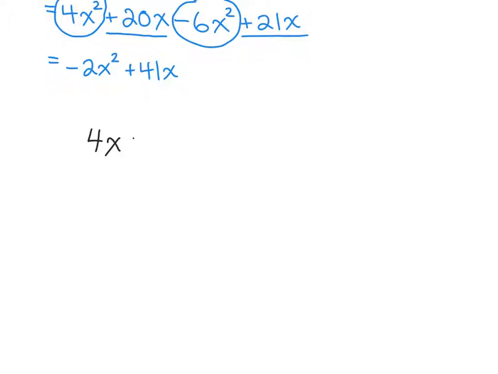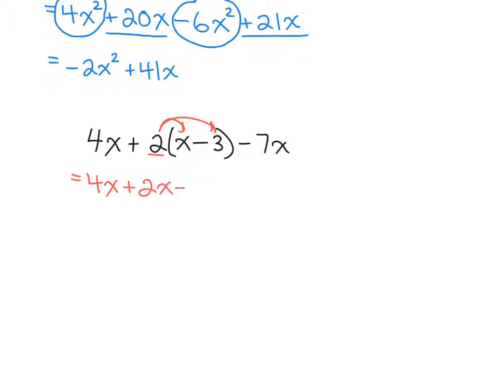Like you could have 4x plus 2x minus 3 minus 7x. It doesn't have to be 2 sets of brackets. It could look something like this. And if it looked like this, let's do this example, then first we'd be like, okay, there's some brackets there, so let's expand them first. So I would just leave the 4x out front, and I would multiply everything in the brackets by 2, which would be 2x minus 6, and then I would have the 7x out there.